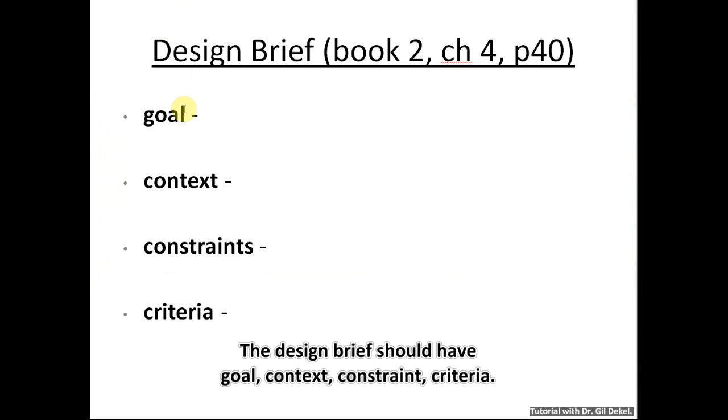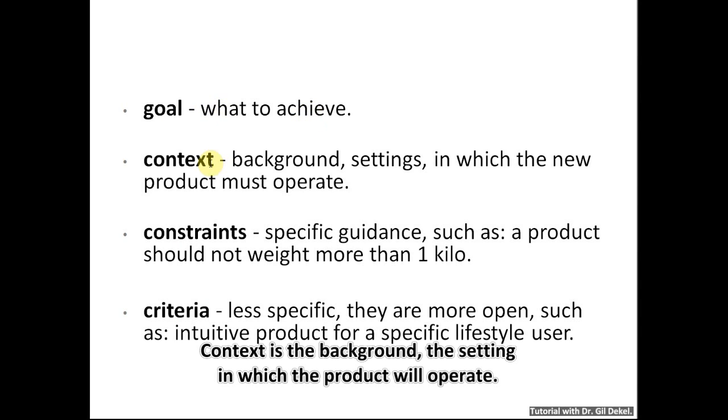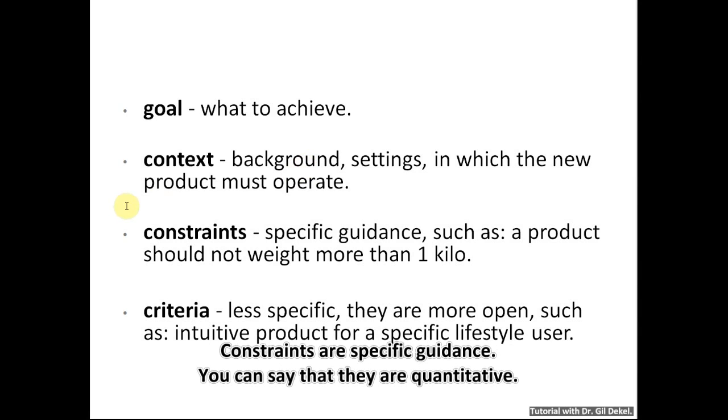Design brief should have goal, context, constraints, criteria. Goal is what you want to achieve. Context is the background, the setting in which the product will operate. Now, constraints are specific guidance.